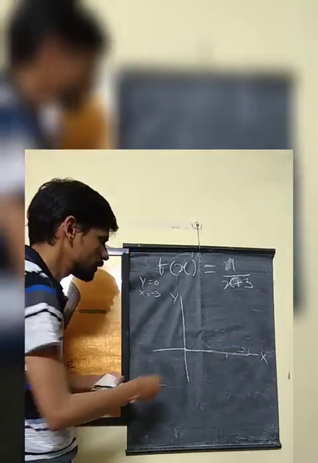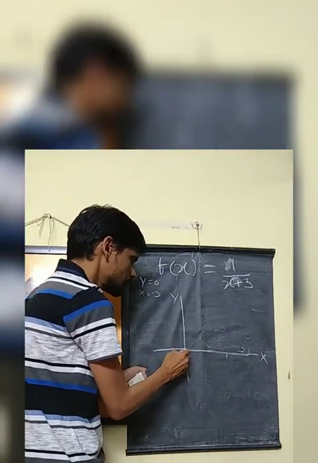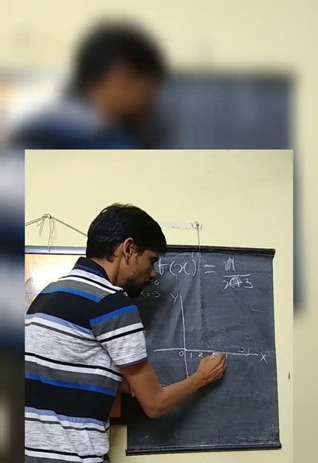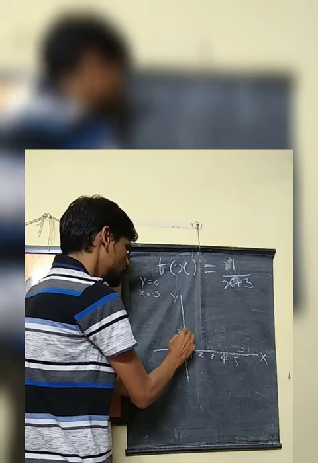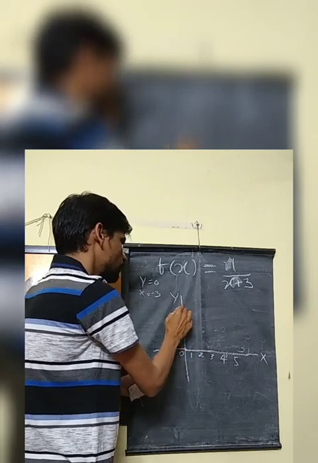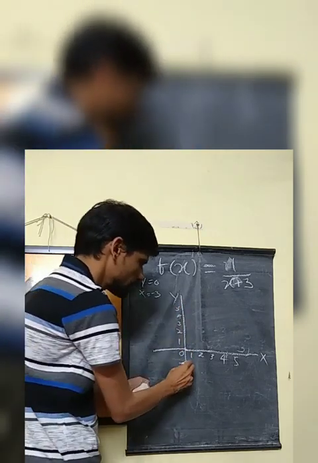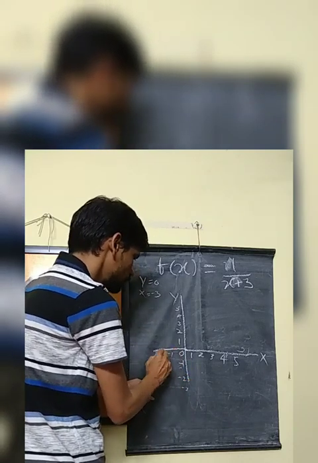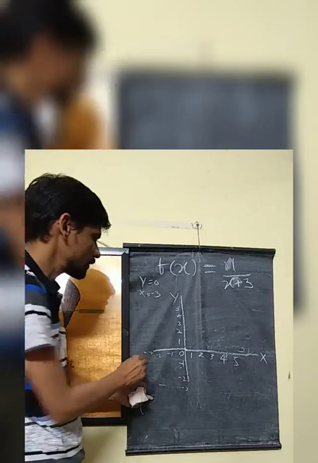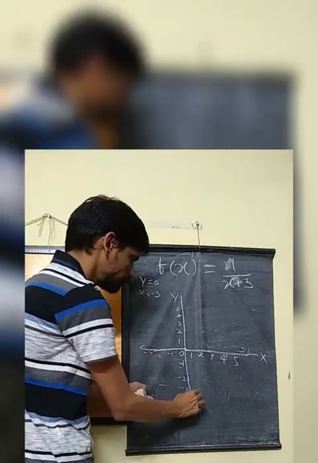Now let's imagine this will be 0, right? 0, 1, 2, 3, 4, 5, and it goes on. So here it will be minus 1, minus 2, minus 3, and it goes on. Minus 1, minus 2, minus 3. It will go on.